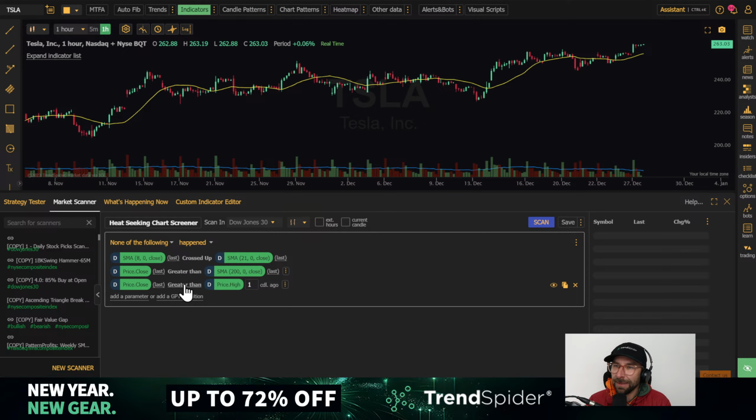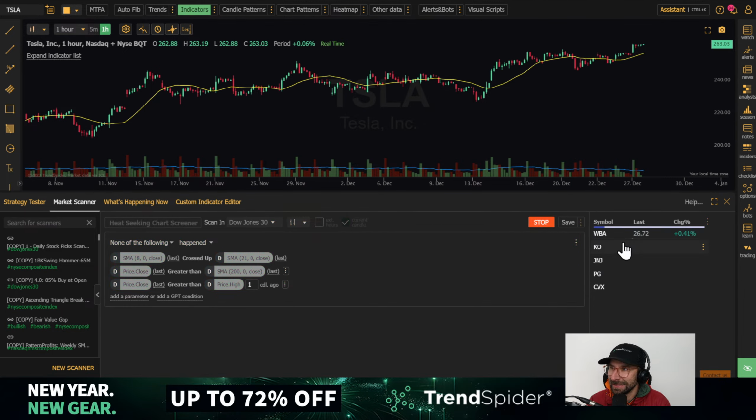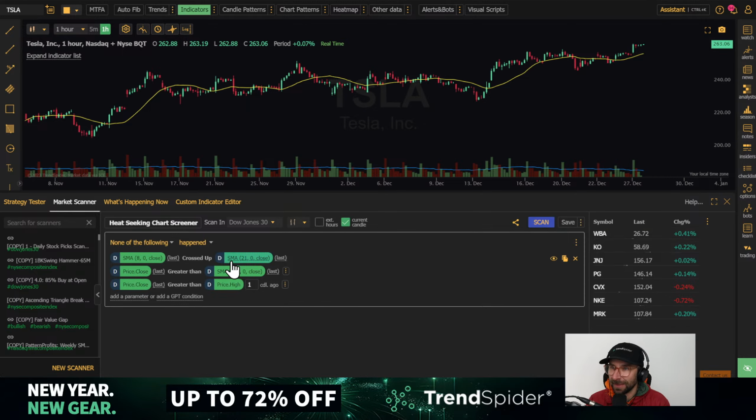Let's run the scan and see if there's anything. Yeah, so there actually are names that are meeting this criteria right now. The 8 and 21 are not crossing up, price is not above the 200, and price has not closed greater than yesterday's high. These are the 7 names in the Dow Jones 30 that are, or rather, I'm sorry, that are not meeting these 3 criteria right now. They're specifically not meeting these 3 criteria.